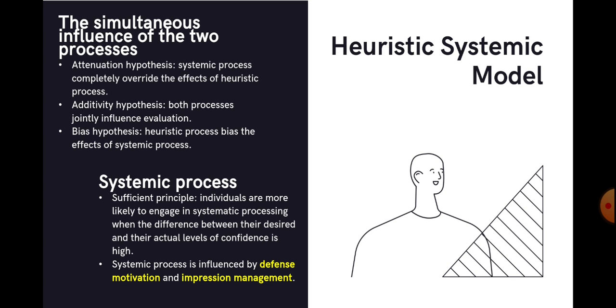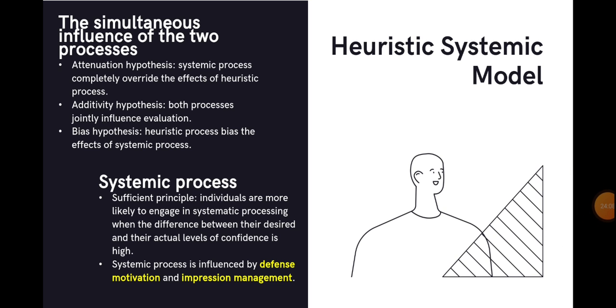And then this co-occurrence, they have three hypotheses about this, about the simultaneous influence of the two processes. So the first hypothesis is the attenuation hypothesis, where the notion is that systemic processes completely override the effects of heuristic processes.